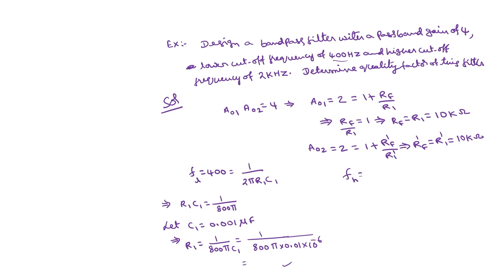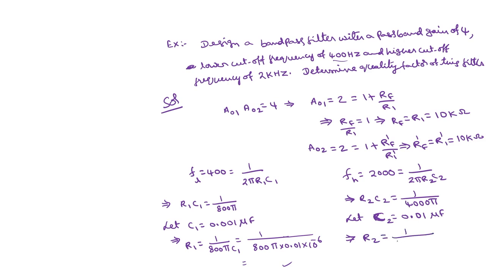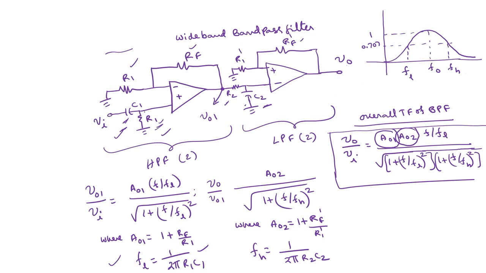Similarly, FH is given as 2 kilohertz, 1 by 2 pi R2 C2, implies R2 C2 is 1 by 4000 pi. Let C2 be equal to 0.01 or 0.001, it is up to you. You can choose any available value for C1 and C2, then you can compute R2. So, whatever value you get, you fix these values for R1 C1, R2 C2, R1, RF, R1 dash, RF dash, and you will get the design of the band pass filter.